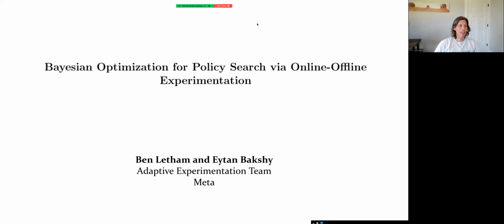Hi, I'm Ben Leatham, and I'm going to present work done by the adaptive experimentation team at Meta, in which we use Bayesian optimization to combine offline and online experiments for policy search and online ranking systems.